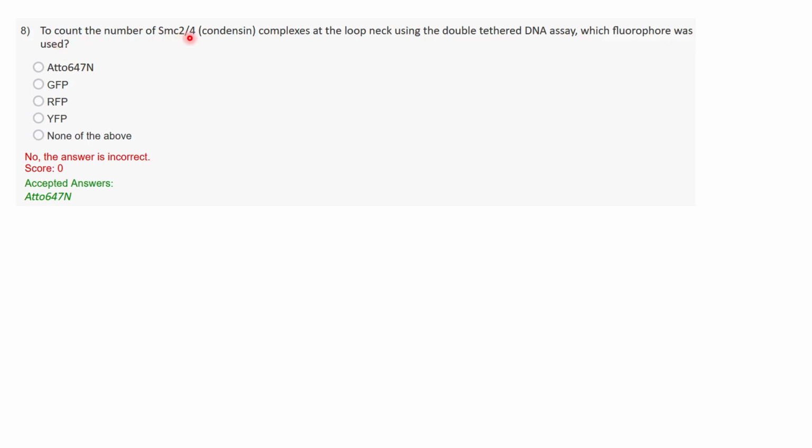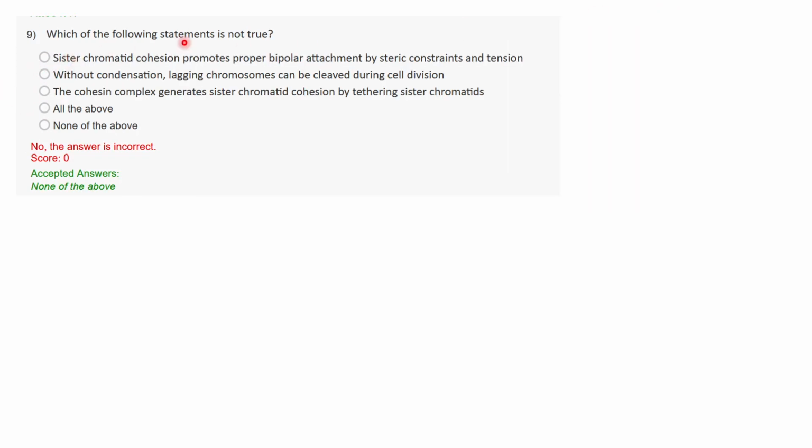To count the number of SMC or condensin complex at the loop neck during the double-tether DNA assay, which fluorophore was used? We discussed the double-tether DNA assay in the earlier class, and there we used the Atto 647N dye, if you remember, to tag the condensin molecule. This is to see at which side of the DNA condensin is binding. We tag the condensin with the Atto 647N dye at the N-terminal end, to visualize it by fluorescence microscope. So this is a fluorophore, and option A is correct.